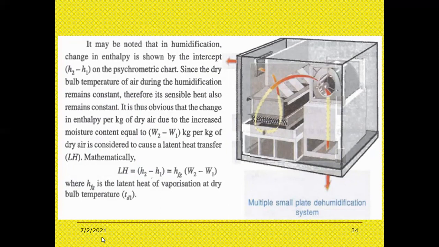So mathematically, LH is equal to H2 minus H1, that is equal to hfg into (W2 minus W1). Therefore, hfg is the latent heat of vaporization at dry bulb temperature td1.